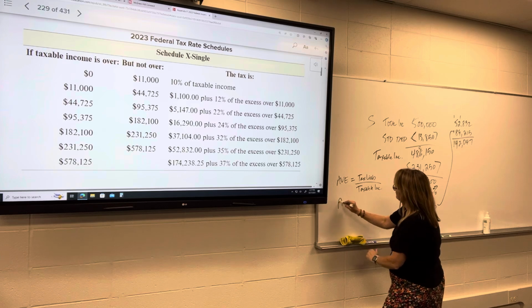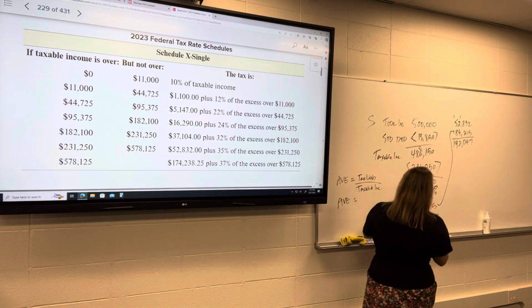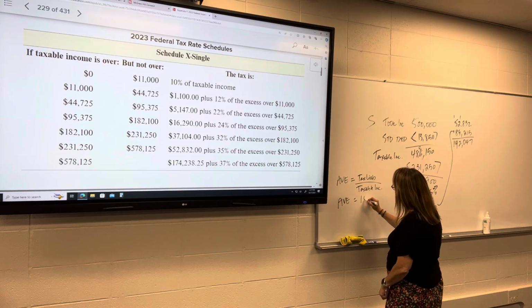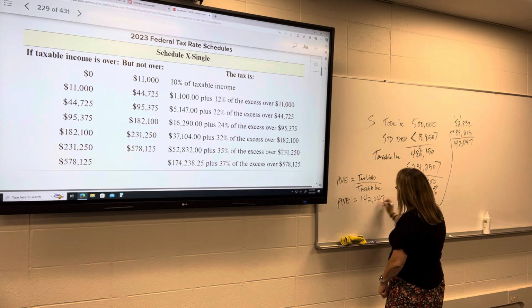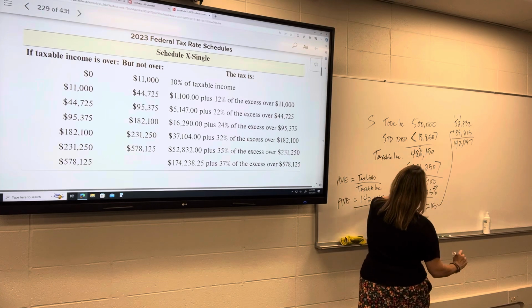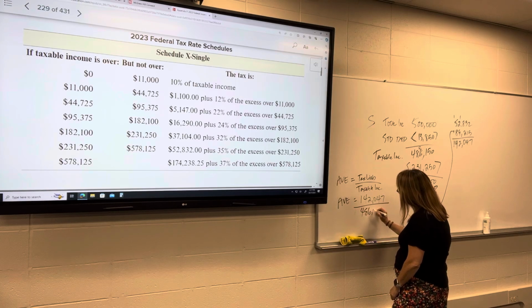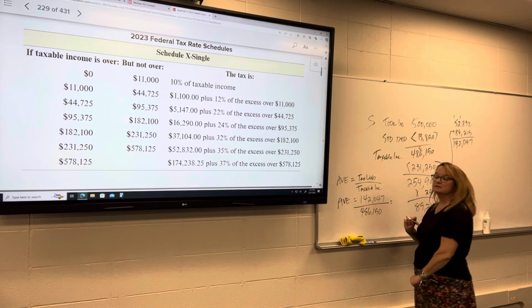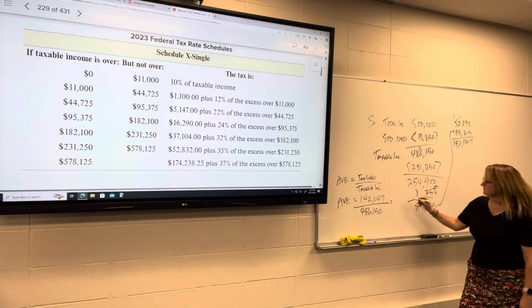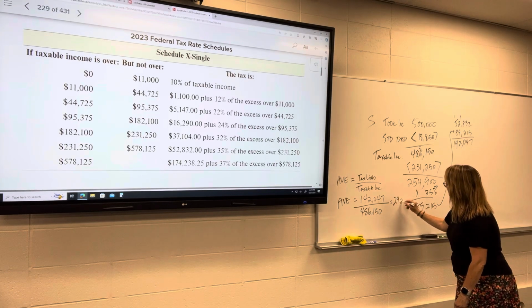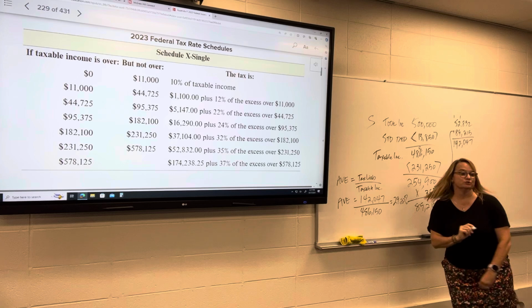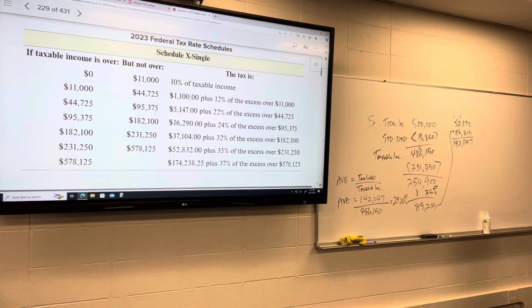So, tax liability 142,047 divided by taxable income 486,150. How much is it? 29.22, if you want 2 decimals. 29.22%. Still pretty high.